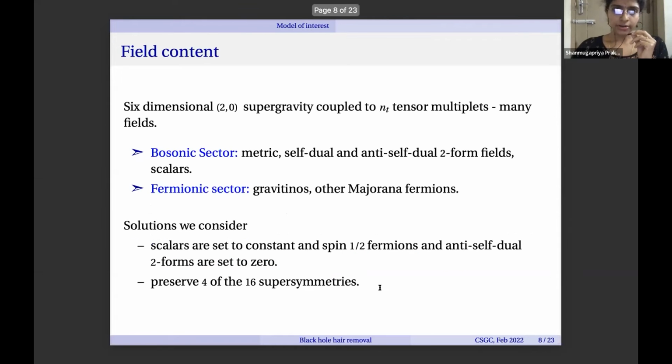So what is the field content of this 6-dimensional (2,0) supergravity coupled to N_T tensor multiplets? There are many fields. On the bosonic side, we have a metric, some self-dual and anti-self-dual two-form fields, and many scalars.